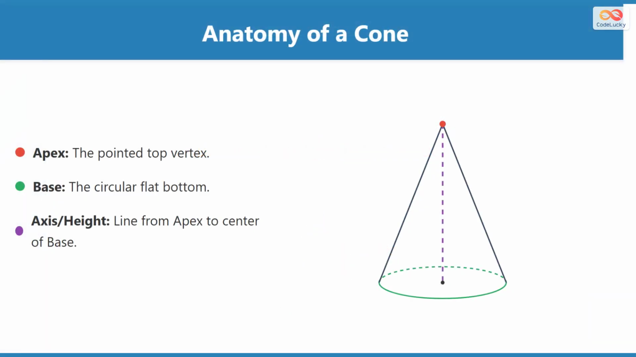Before we dive into slant height, let's quickly review the parts of a cone. We have the apex, which is the pointy tip at the top. We have the base, which is the flat circle at the bottom. And we have the vertical height, or axis, which goes straight down from the apex to the center of the base.